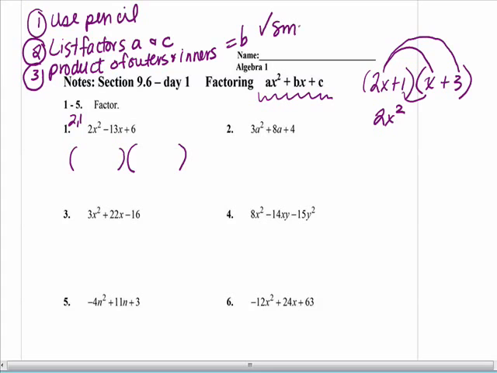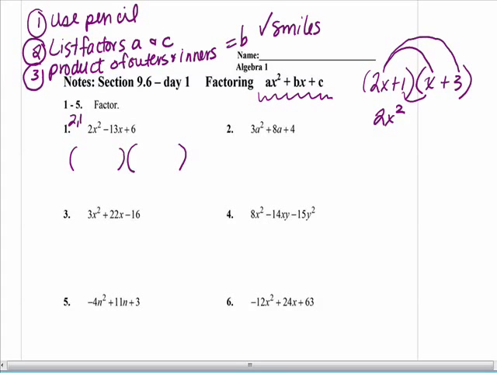Yesterday I talked about checking the smiles. Today checking the smiles is mandatory. List the factors of A and C, A being the coefficient of x squared and C being the constant. Then we're looking for the product of the outers and inners that will add to B. So instead of it just being the factors of C that add to B, we have to think about how that first term will affect our factoring.